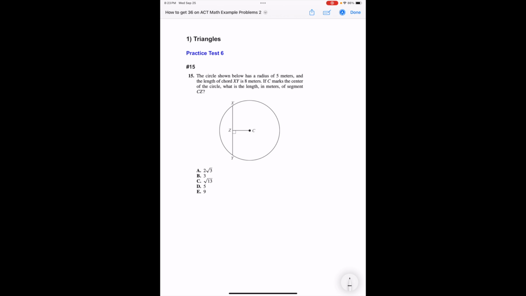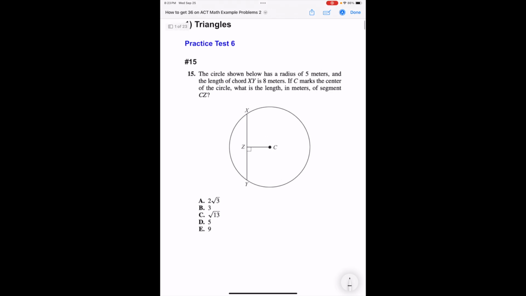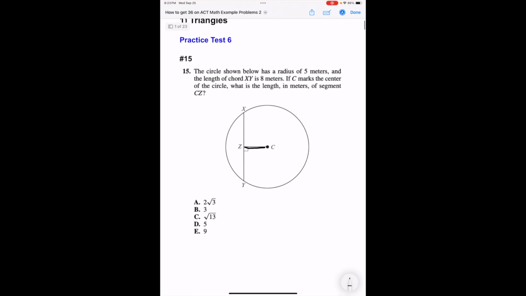So let's try number 15 from practice test number 6. It says that the circle shown below has a radius of 5 meters, and the length of chord XY is 8 meters. If C marks the center of the circle, what is the length in meters of segment CZ? As we can see, they're asking you to find this segment right here, and it shows you that this is a 90-degree angle. If the radius is 5 meters, then the distance from the center to any part of the circle is going to be 5 meters.